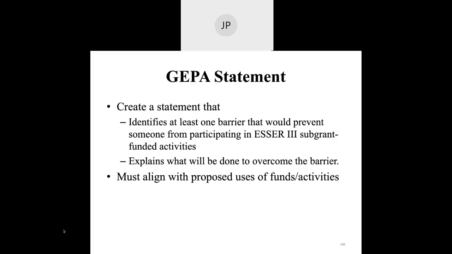So, just hypothetically, let's say you were to look at disability and say that you are going to highlight that students with disabilities might be particularly affected by learning loss and then tie that into the ESSER III funded activities. So that is just one example of how you can identify at least one barrier. If you want to identify more than one, you're certainly well within your rights to do so. And again, go through how the funded activity will help you overcome that barrier.